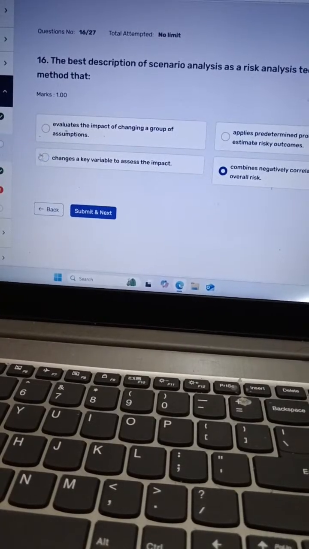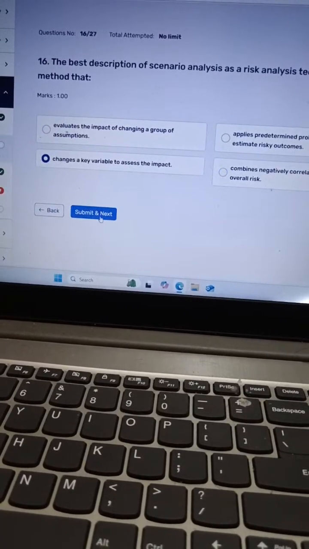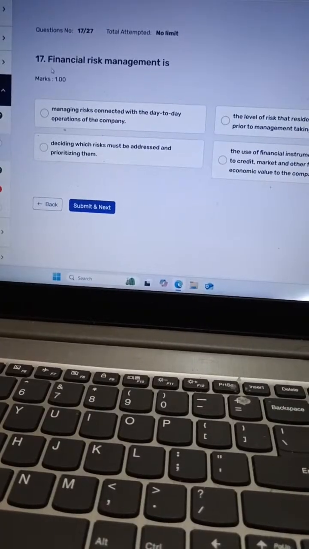Let's go for this option. This question is confusing to me, and I don't know exactly what the answer is.